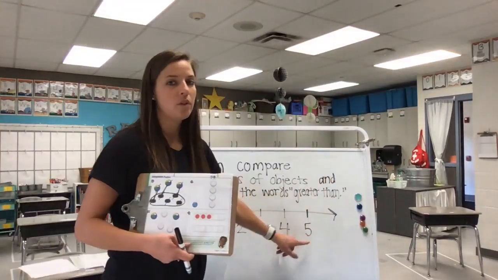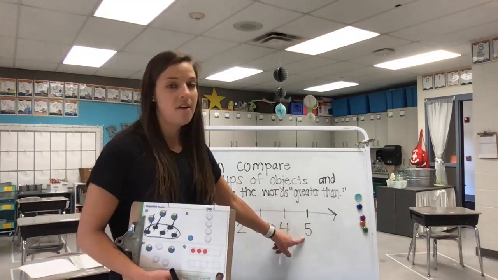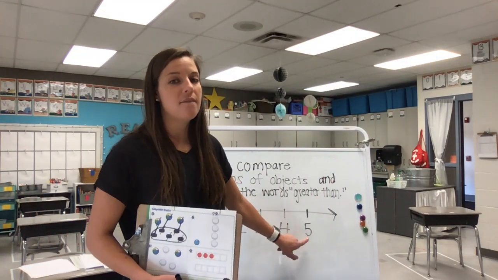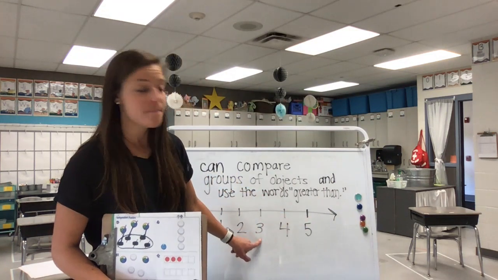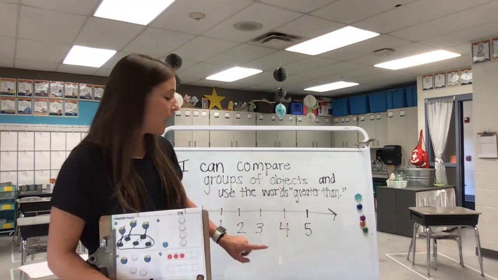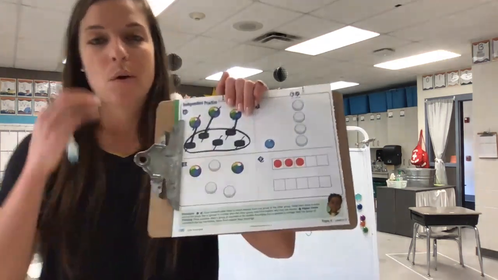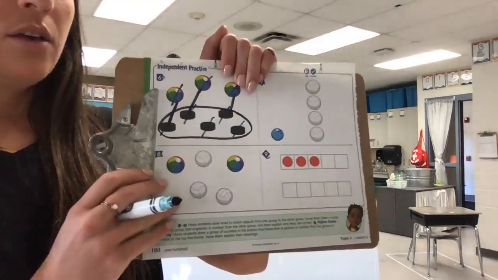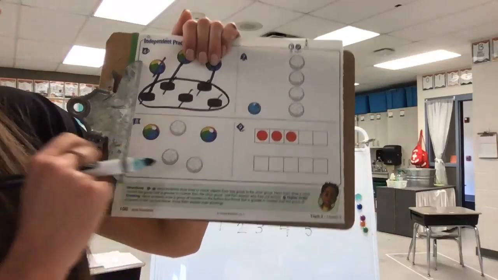There are 5. So when we look at our number line, we see there's 3 beach balls and 5 hockey pucks. So we say that 5 is greater than 3. Can you say that with me? 5 is greater than 3 because it's more. Okay? Good job.